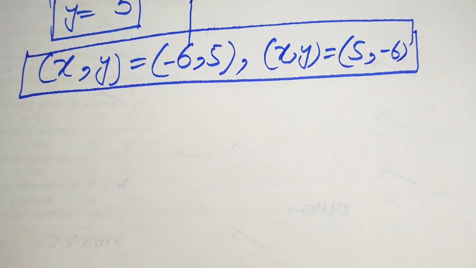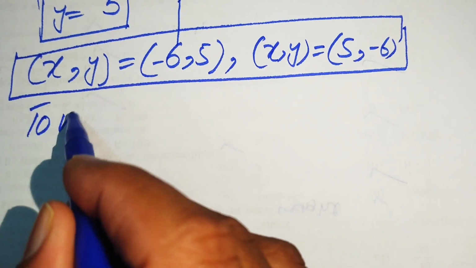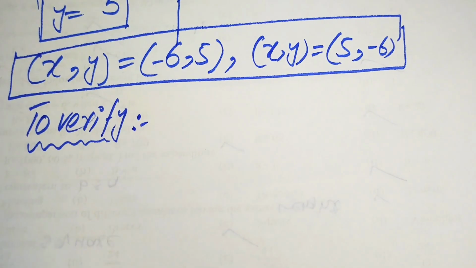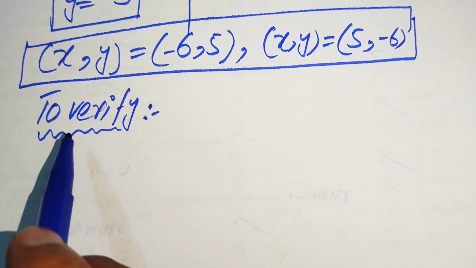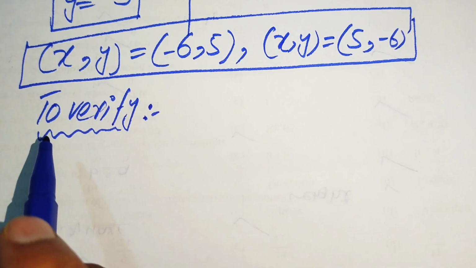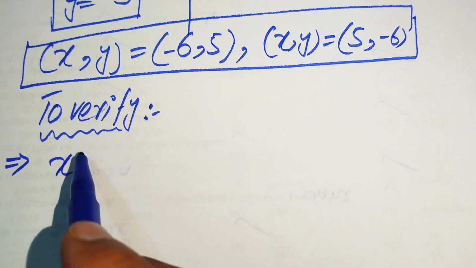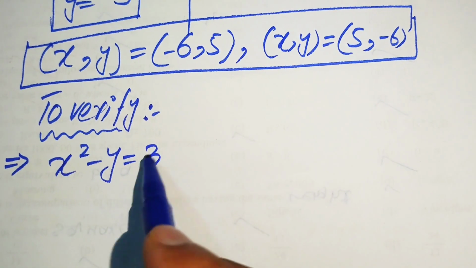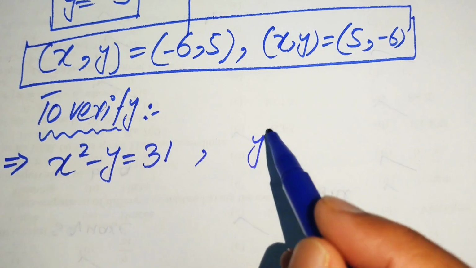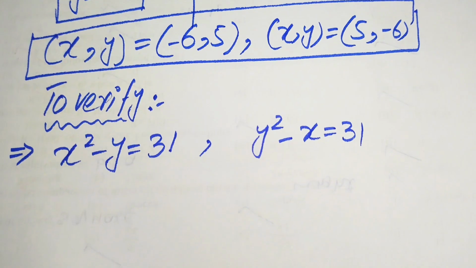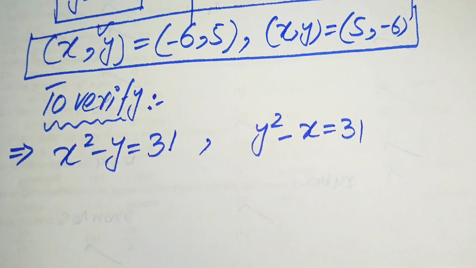And now it is time to verify these two solutions. Here I can just verify the first solution, and I can leave the second solution up to you. You can do it yourself to verify the second solution. Now, in order to verify these solutions, we just copy down the given equations. The first equation is x squared minus y equals to 31, and the second equation is y squared minus x equals to 31. So we have these two equations, and now I can just verify this solution.